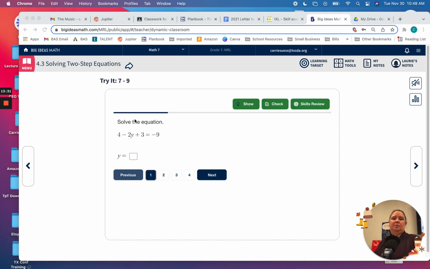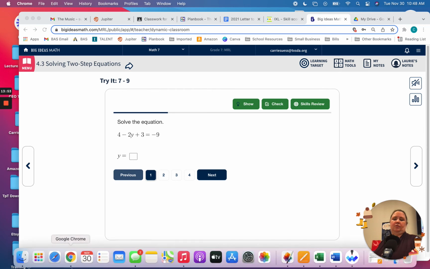All right, so this is number 7. We're combining like terms first. So what are the like terms on this side? 4 plus 3, which is 7. So I have 7 minus 2y now, right? Yes. So now I move the 7. Let me find my whiteboard.